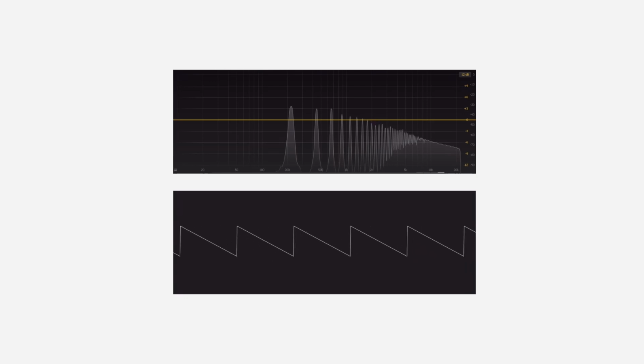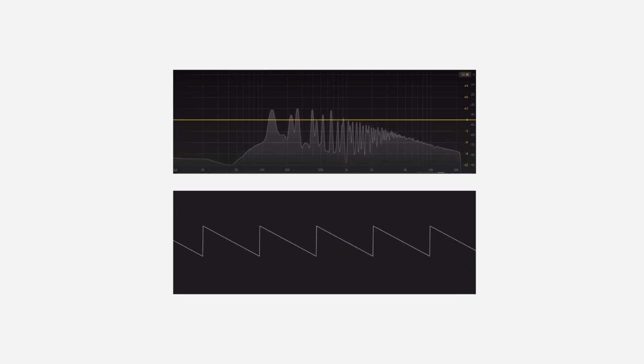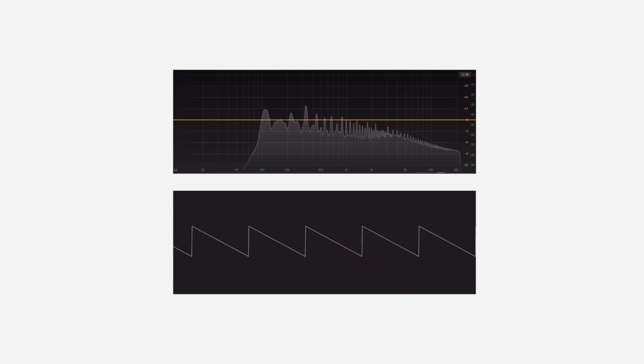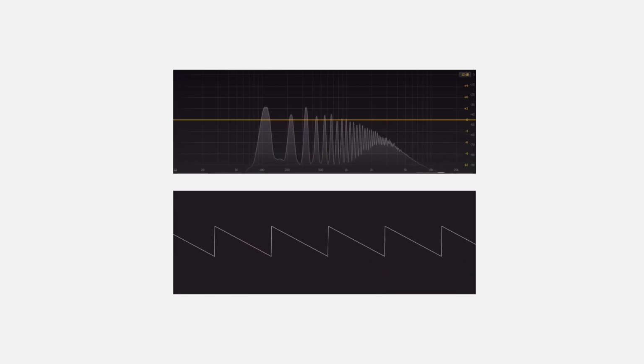A sawtooth wave. If you add some effects and play something with it, we get one of the most iconic synthesizer sounds in history. And we just created it out of thin air.